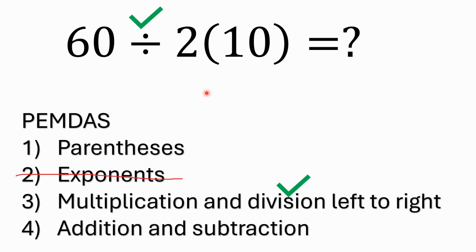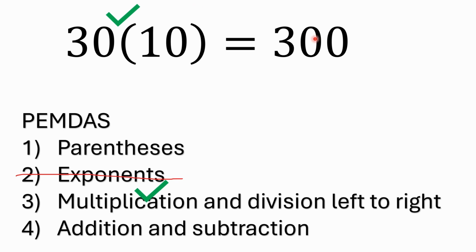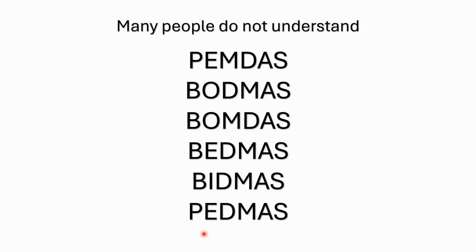So we have 60 divided by 2. We have division, so we must handle the division. 60 divided by 2 is 30. So it's 30 times 10. And then the last thing we've got here is we have multiplication. We have 30 times 10. Well, 30 times 10 is 300. We do not have any addition and subtraction at the end to worry about, so we basically stop after step 3 and we're done. We have 300.